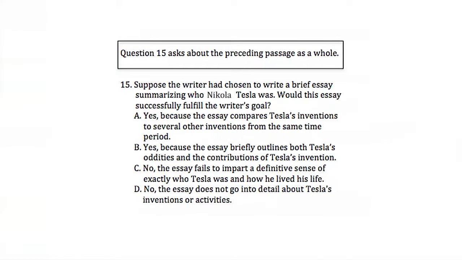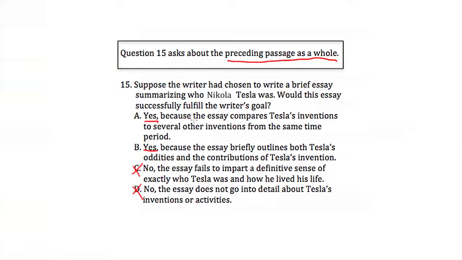Now question 15, the last question on this worksheet, asks about the preceding passage as a whole. Suppose the writer had chosen to write a brief essay summarizing who Nikola Tesla was. Would this essay successfully fulfill the writer's goal? Well, I think so. It talks about him being the Birdman, and then it also talks about several of his successful inventions. So I'm going to say yes is probably the right answer, which will eliminate C and D.